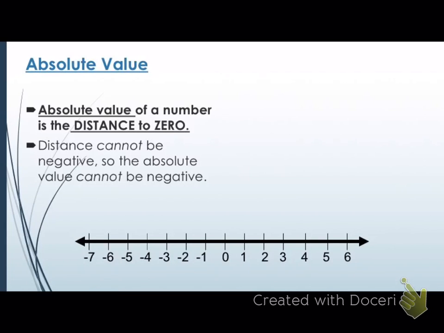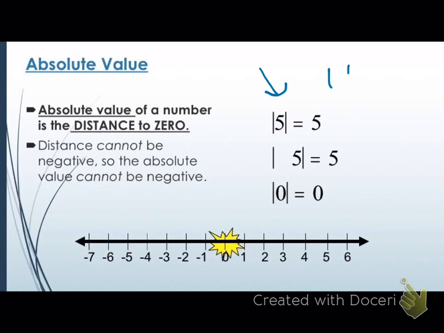That being said, if we have 5, and please remember that for those of you that have never seen it, this symbol right here with the 2 lines is the absolute value symbol. So the absolute value of 5, well, on the number line, 5 is right here. How many places is that from 0? 1, 2, 3, 4, 5. So the absolute value of 5 is 5.